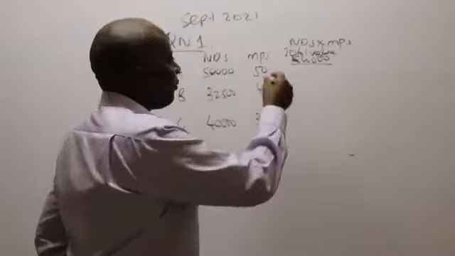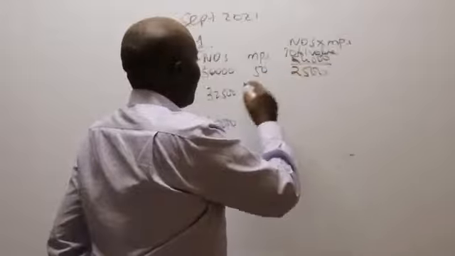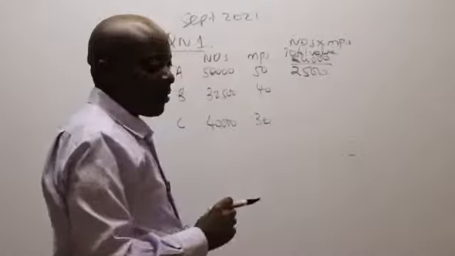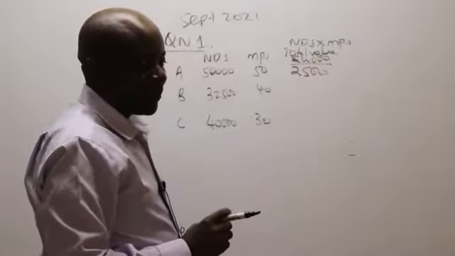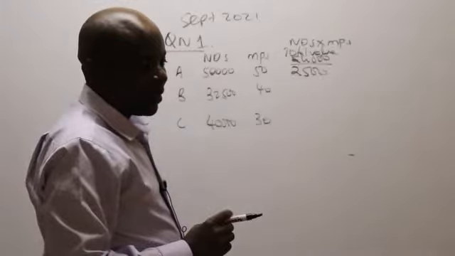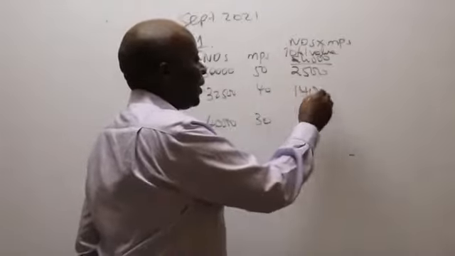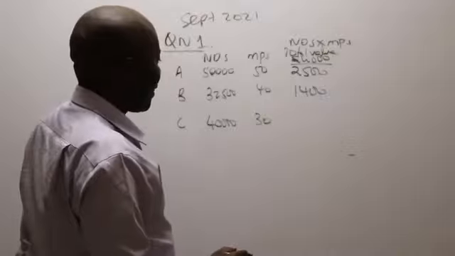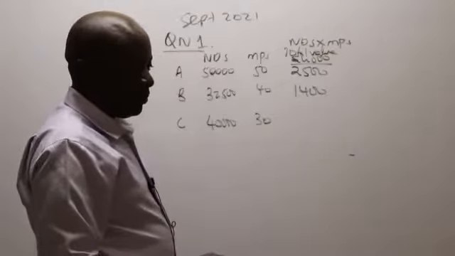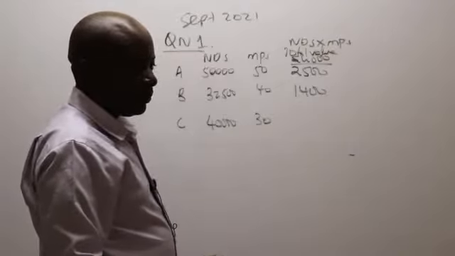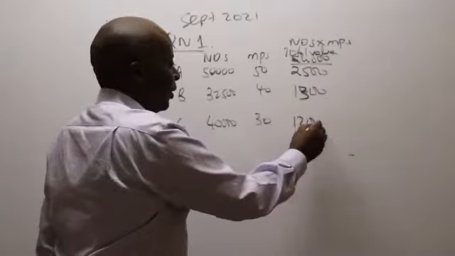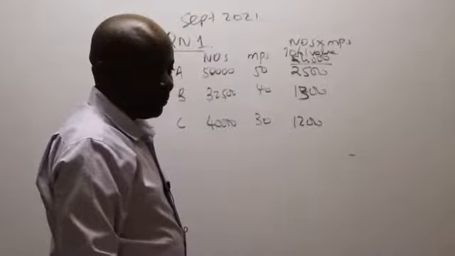Anyaki tells me 2,500, right? How about 32,500 times 40? 1,300, Abdi, thank you very much. And then lastly, what do we have here? 40,000 times 30, 1,200.